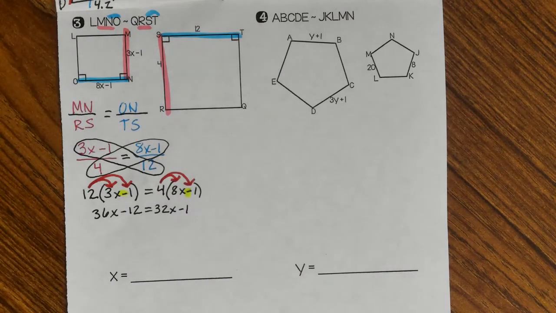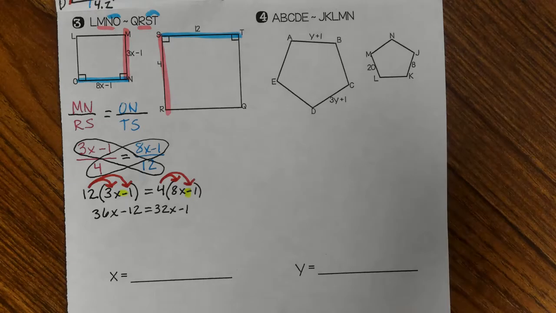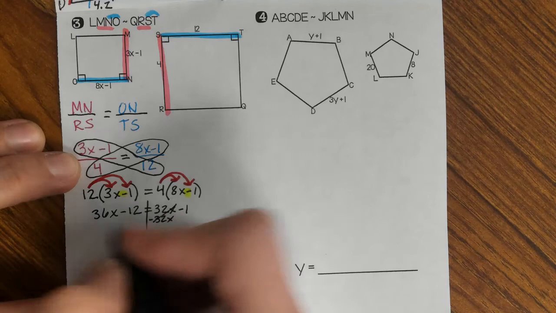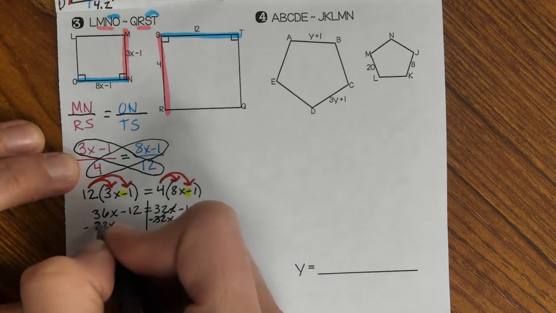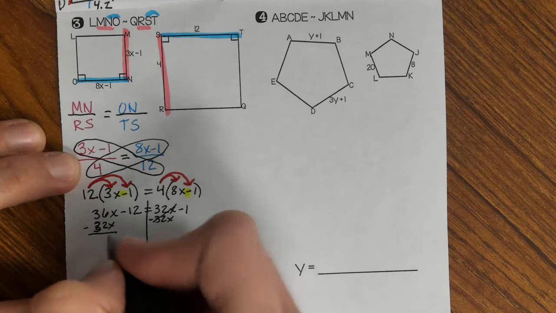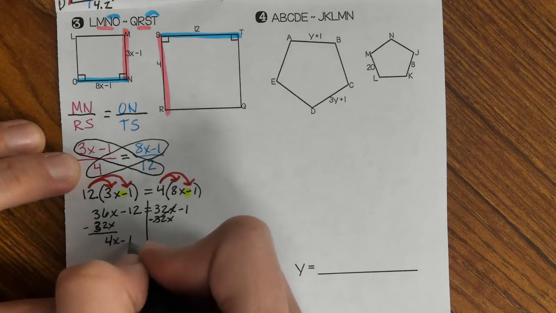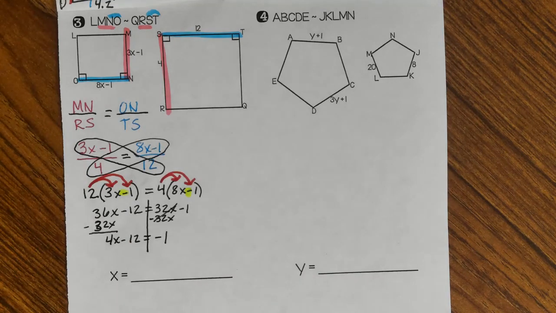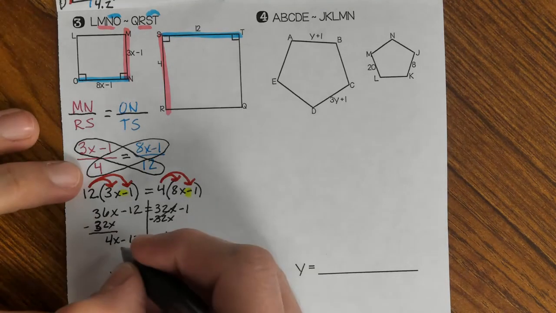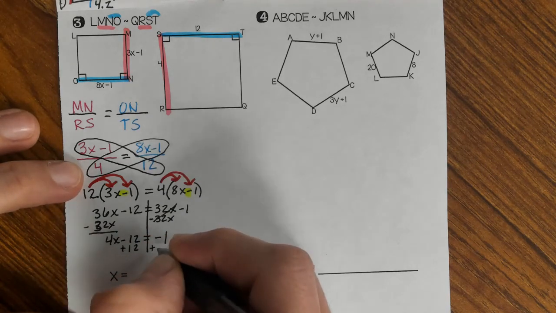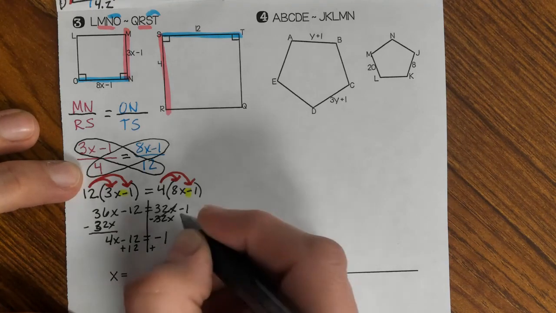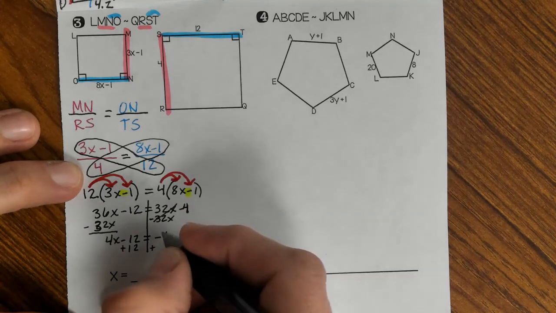Then we go through and we solve for our x. So I'm going to subtract 32x from both sides. And I wind up with 4x minus 12 is equal to a negative 1. And then whenever I add the 12 to both sides, see if I may have messed this one up here. Hold on. Oh, yep, there it is. That should be a minus 4. So negative 4. There we go.